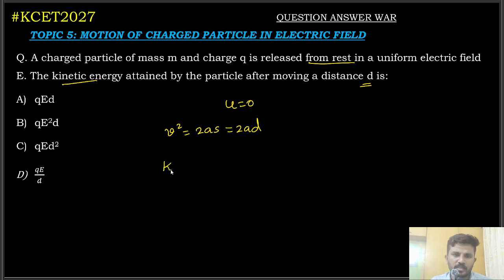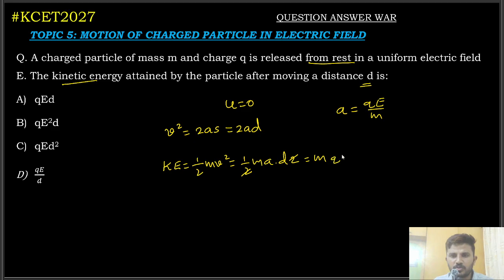Now what they are asking is kinetic energy. So how can I write kinetic energy in terms of v? Kinetic energy is equal to half m v square. So half m, acceleration a into d into 2 is there. So 2 gets cancelled. So m, what is the expression for acceleration? We have derived that, that is qE by m. Practice all these formulae. So qE by m into d. So m gets cancelled. So qEd. That is option A is correct. Clear?